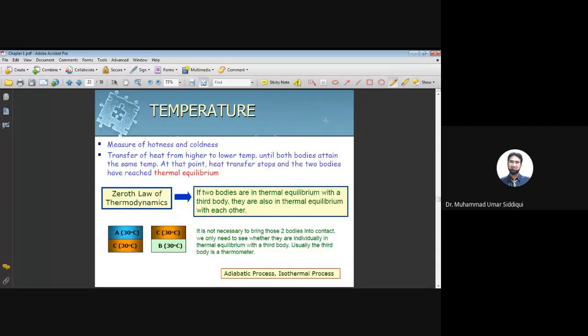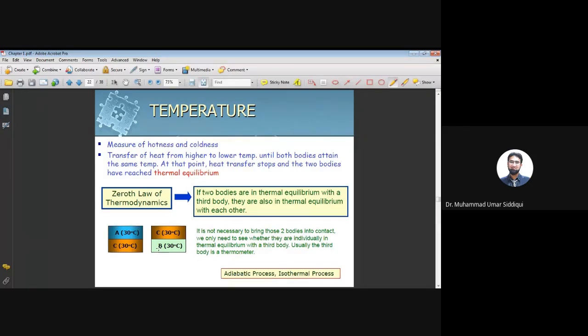Let's come over to the next topic. Temperature is a measure of hotness and coldness. We have a specific zeroth law of thermodynamics. The statement of the zeroth law of thermodynamics is that if two bodies are in thermal equilibrium with a third body, they're also in thermal equilibrium with each other. It's basically like the mathematical associative property. If A is in thermal equilibrium with C and C is in thermal equilibrium with B, that means A is in thermal equilibrium with B. Or in mathematics, we say A equals C, C equals B, that means A equals B. This is a very fundamental law.